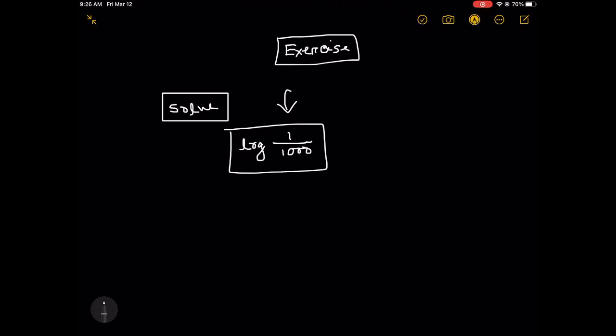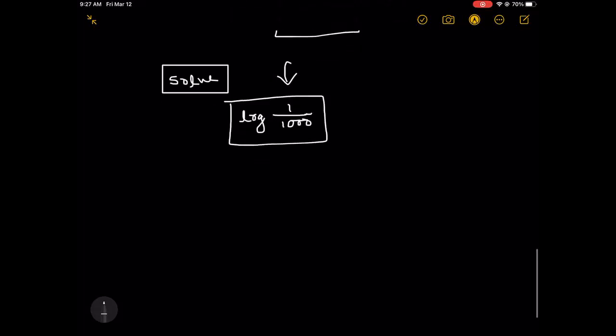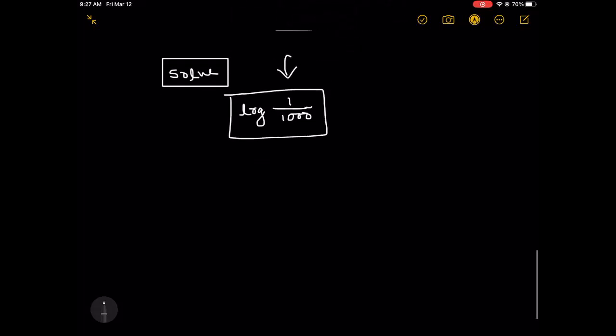Would you multiply by 1000 to get rid of the denominator? Okay, so that's a good question. That's a very good question. I'm glad that you asked. So, okay, let me show how I can do that. Hopefully it will make your doubts clear, and hopefully it will make more sense.